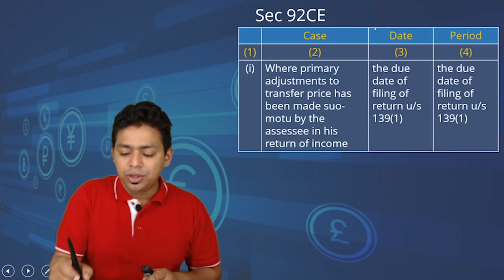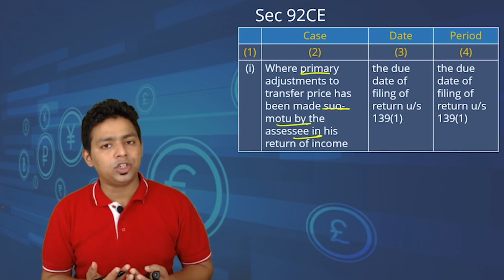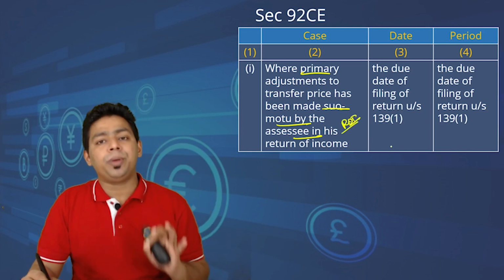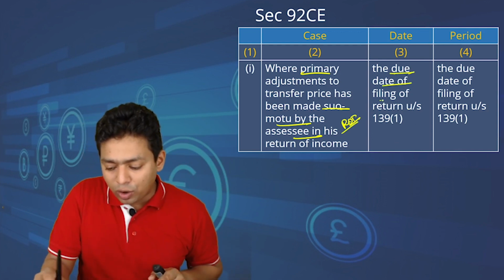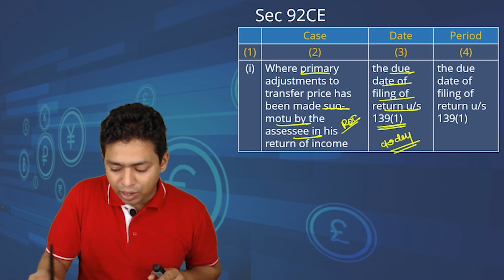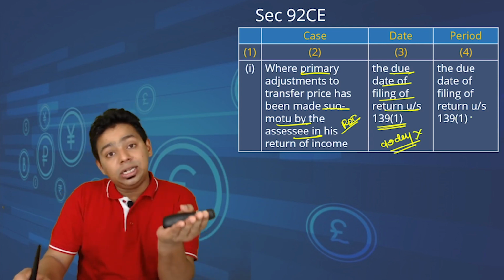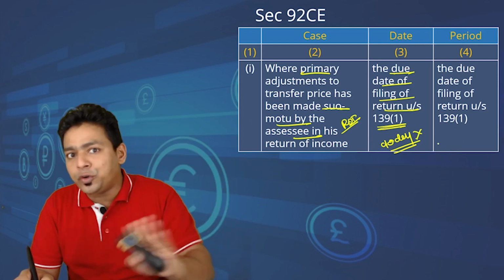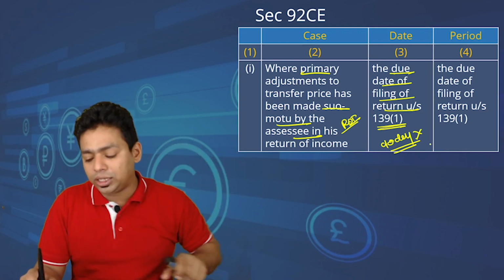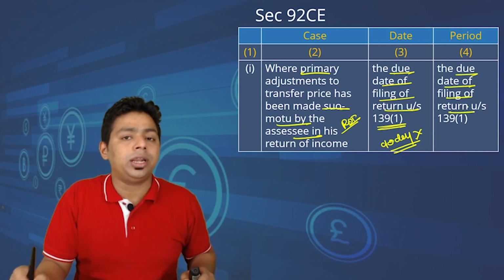Let's look at the first situation where the primary adjustment is done suo motu by the assessee. So the assessee himself had done this adjustment. Obviously, this adjustment will be done in the ROI. So the 90 days period will be counted from the due date of filing the return under section 139(1). And sir, if you don't bring it within 90 days, it's not that the interest will start after 90 days. No. Government has not given any concession from the interest collection. Please understand, the interest will start from the due date of filing of return itself.